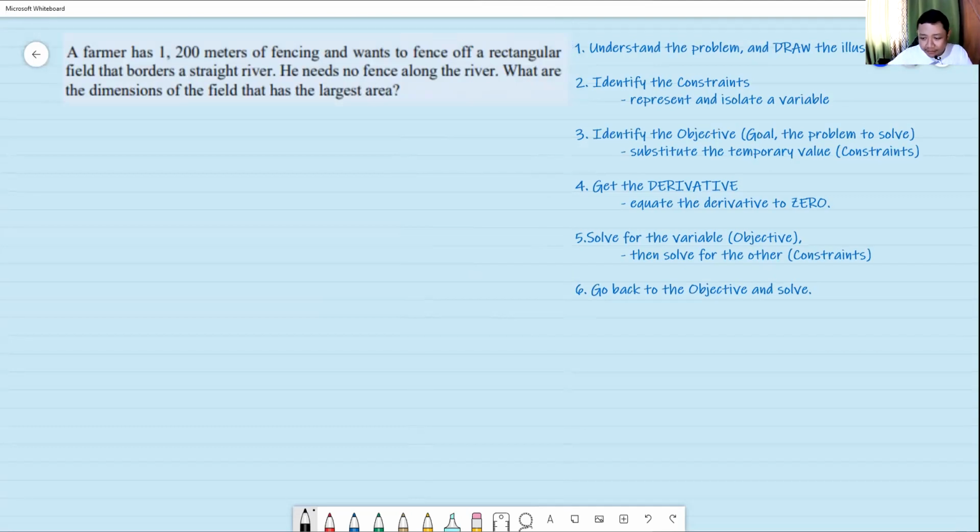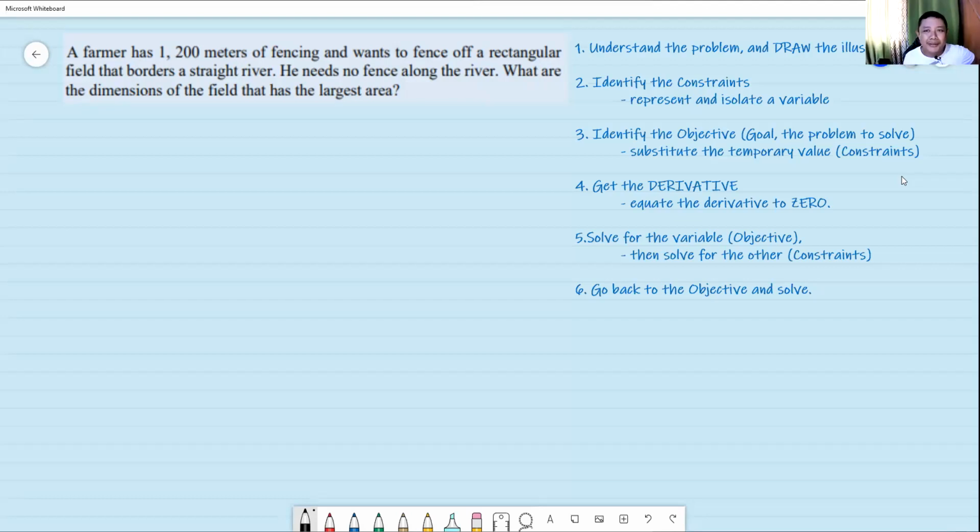Let me hear from Ivan. Ivan, kindly read our problem. Go. A farmer has 1,200 meters of fencing and wants to fence off rectangular field that border a straight river. He needs no fence along the river. What are the dimensions of the field that has the largest area?